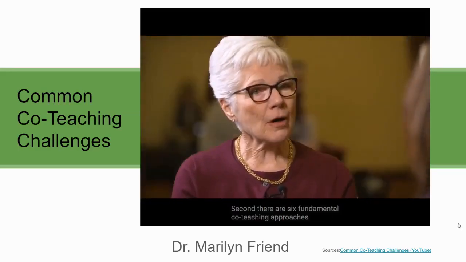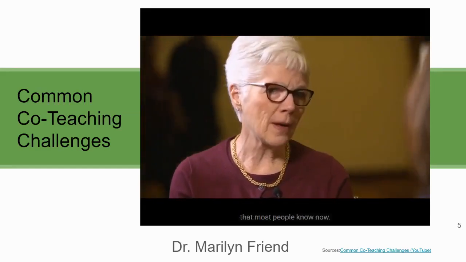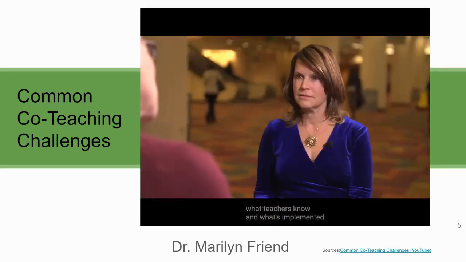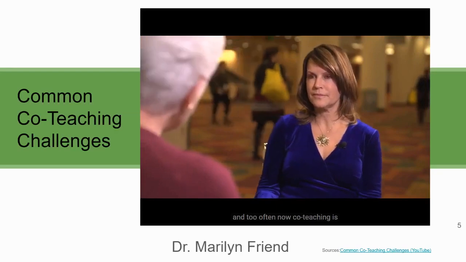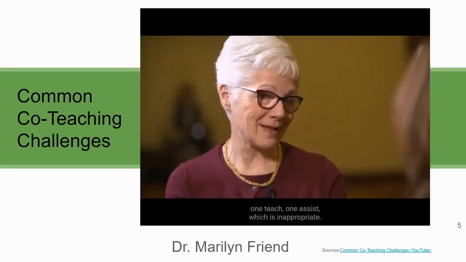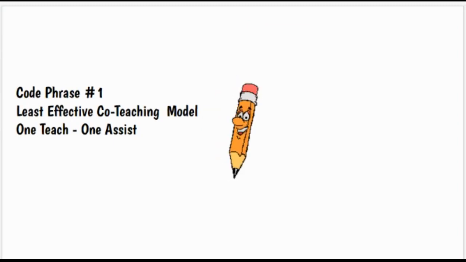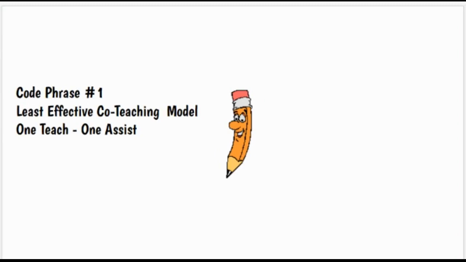Second, there are 6 fundamental co-teaching approaches that most people know now. Unfortunately, sometimes in a classroom, what teachers know and what's implemented are not the same thing. And too often now, co-teaching is one teach, one assist, which is inappropriate. Code phrase number 1, the least effective co-teaching model is the one teach, one assist.